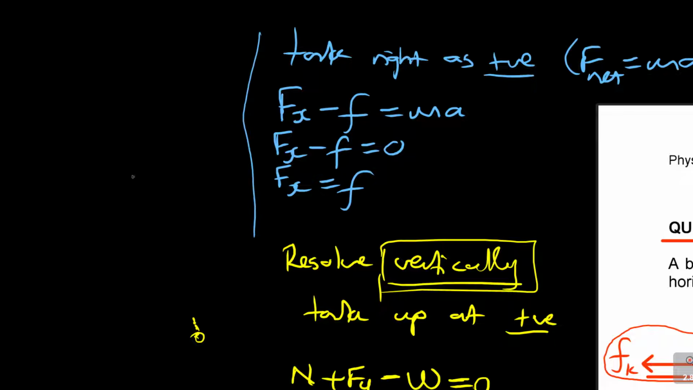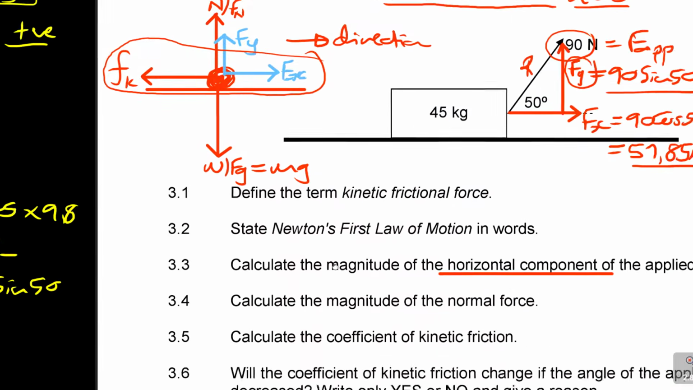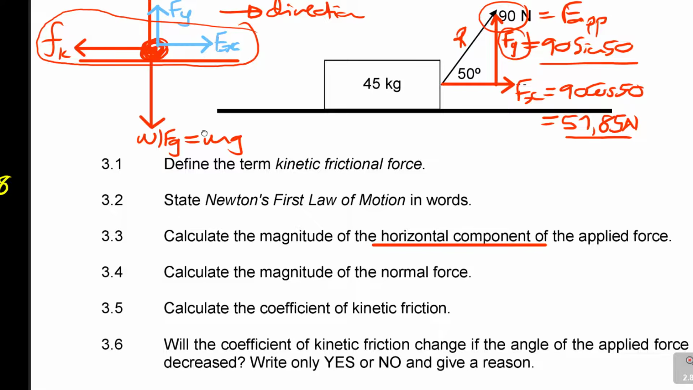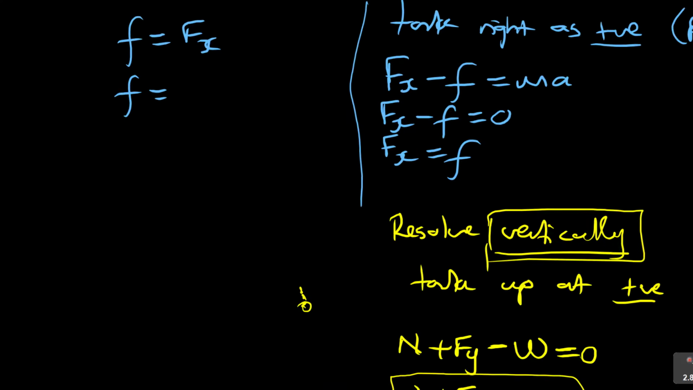So if you are doing it simply, we are saying friction is equal to Fx, but we know what Fx is. We just calculated it in the first part. They told us that Fx is 57,85. So you take that, and friction is 57,85.